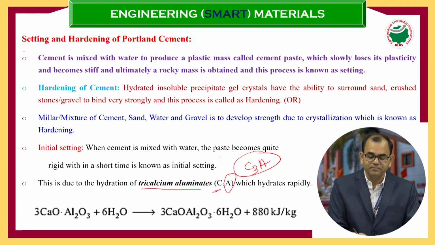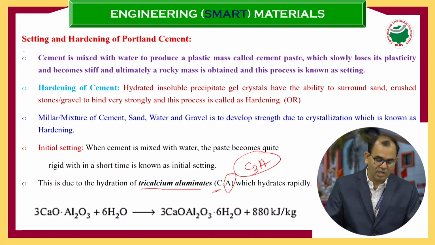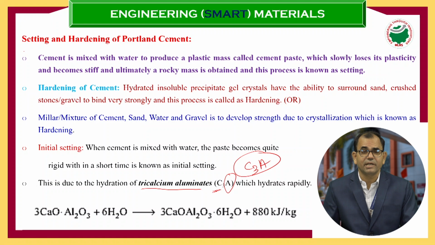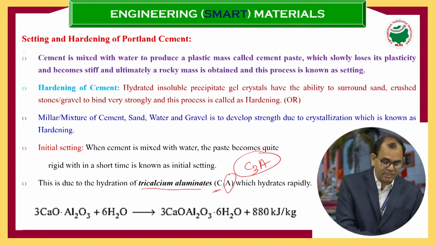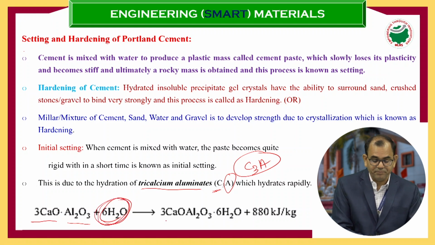C3A is nothing but what? Tricalcium aluminate. Okay, what is that? That is the chemical composition which is present in the cement powder. Now there are several reactions to understand this setting time. So the first reaction is, we can see here, 3CaO Al2O3 with 6 aqua molecules, that is water molecules, forming tricalcium aluminate.